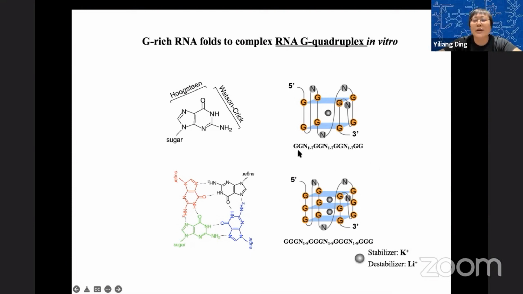The sequence motif actually has four repeats of a G stretch, three Gs repeated four times. This kind of tower structure can be stabilized by potassium and destabilized by lithium. Over the past 30 years, people didn't know whether or not this structure really forms inside a living cell.